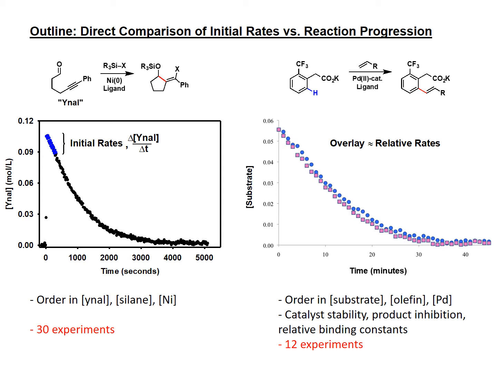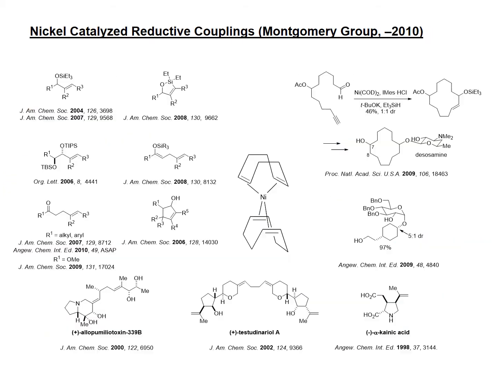And in fact, I'll tell you about how we got the orders in all of the stoichiometric species, the catalyst. We even learned about the level of catalyst stability in the reaction, product inhibition, and relative binding constants for off-cycle intermediates that affected the global rate of your chemical reaction. And we got all this information in as few as 12 experiments. So I will admit to self-plagiarization here.